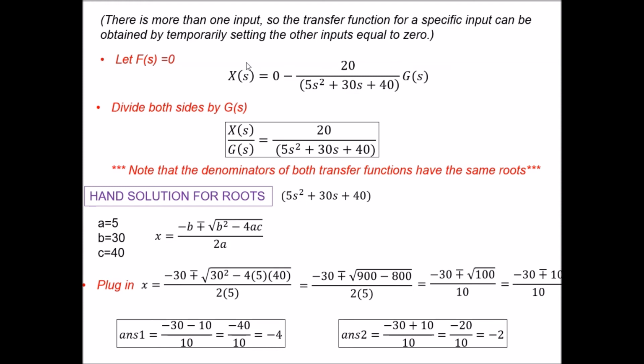So again, same type of thing that we did on the previous page for our solution. We want to divide both sides by our G of s. And again, this is to get what they asked us to solve for in the problem, the ratio here of X of s over G of s.